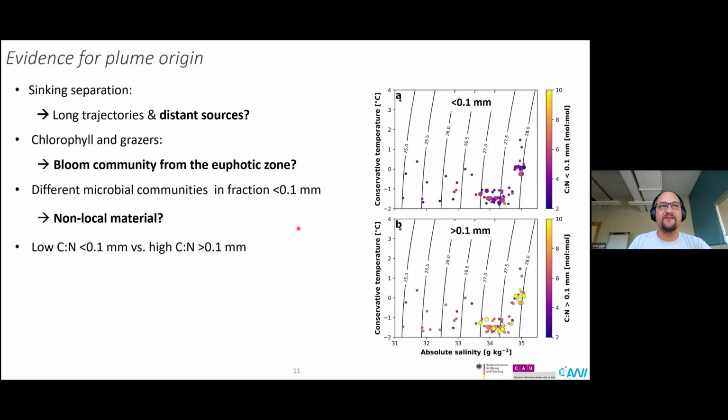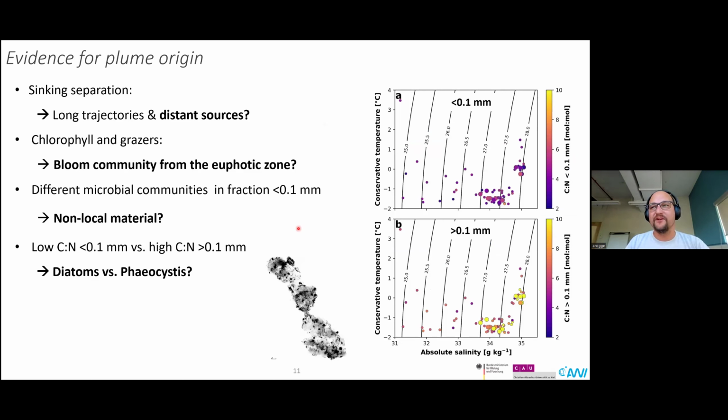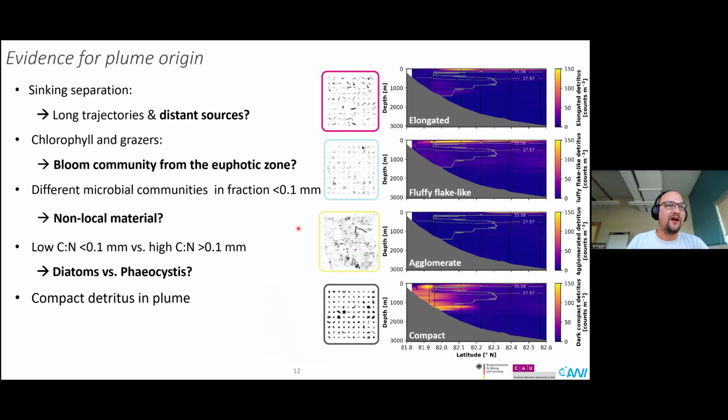And this difference in the size fractions we also saw in our CN ratios. So the particle fraction above 100 microns actually had a very high CN ratio, which points towards Phaeocystis, so a high TEP load, so transparent exopolymeric particles, which contain a lot of polysaccharides. While in the smaller fraction, those are probably mostly diatoms and heterotrophic flagellates.